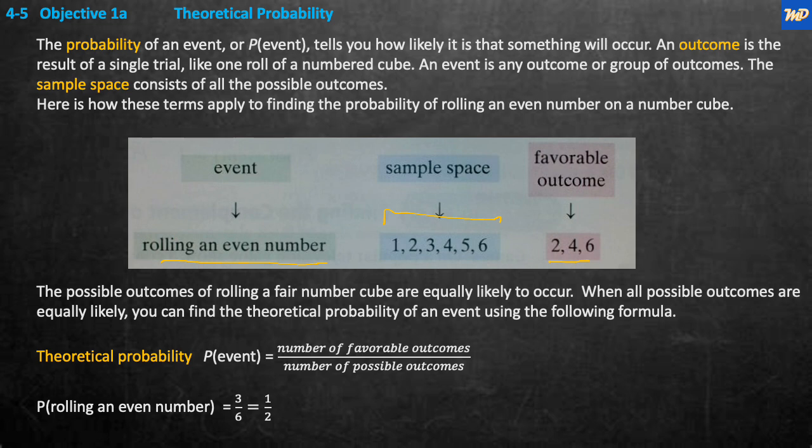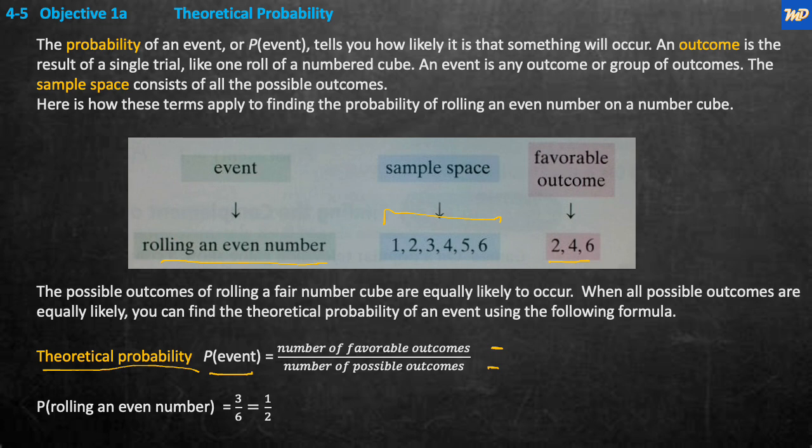The possible outcomes for rolling a fair numbered cube, meaning it's not cheating in any way, are equally likely to occur. When all possible outcomes are equally likely, you can find the theoretical probability of an event using the following formula. The theoretical probability, or the probability of some desired event, is equal to the number of favorable outcomes, what we desire, to the number of possible outcomes, like we did on that numbered cube.